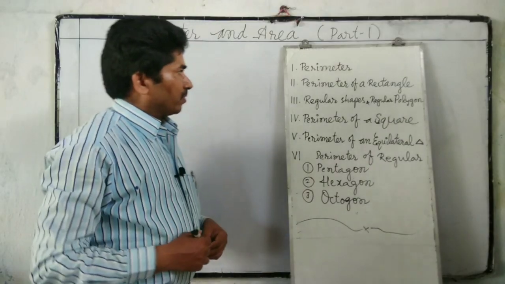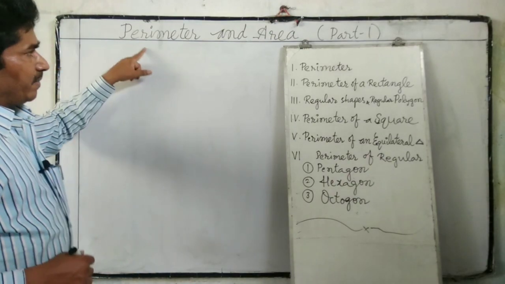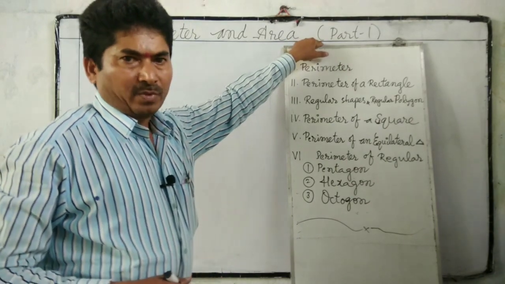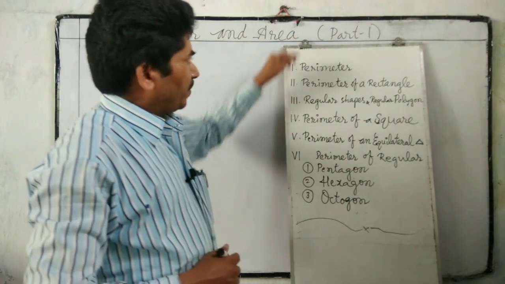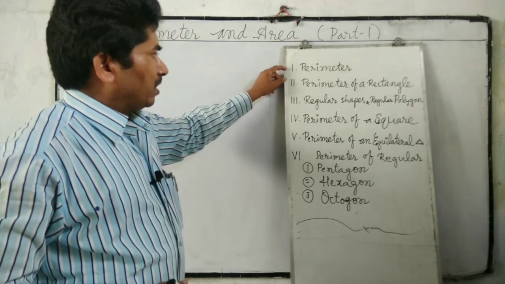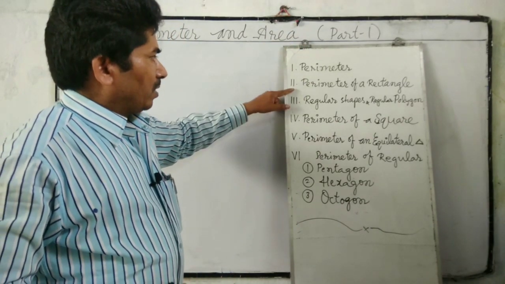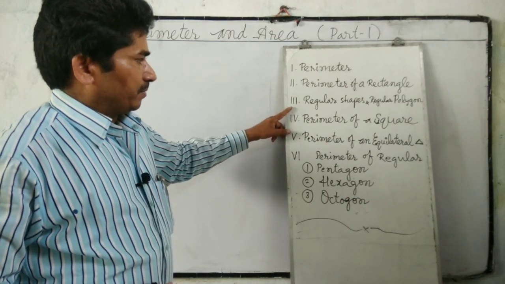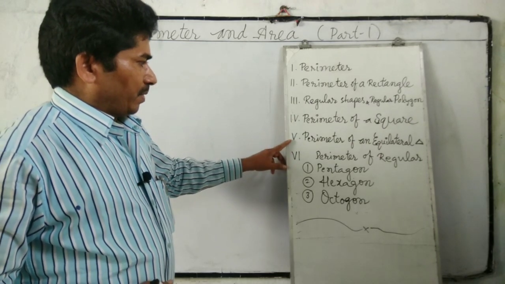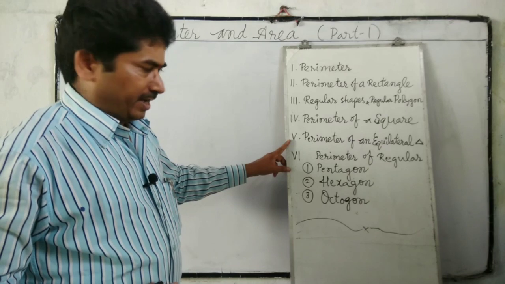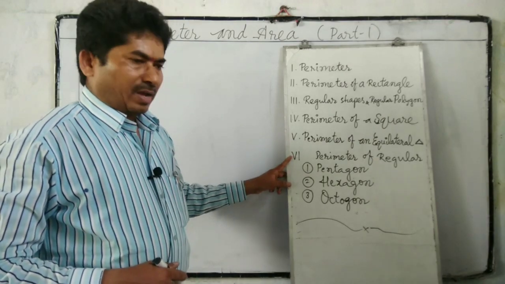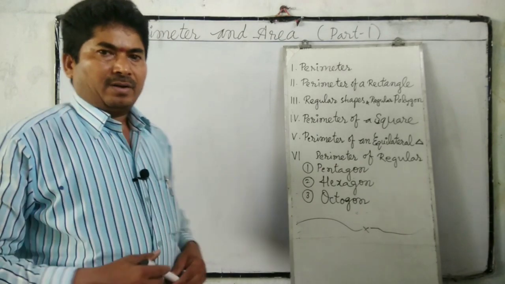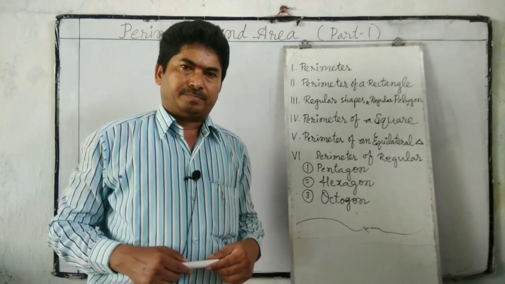Friends, this video I would like to teach you perimeter and area. This is a part 1 video on this topic. In this part 1, we are going to learn what is a perimeter. Perimeter of a rectangle, regular shapes and regular polygon. Perimeter of a square, perimeter of an equilateral triangle, perimeter of a regular pentagon, hexagon, octagon. Let us learn one by one.